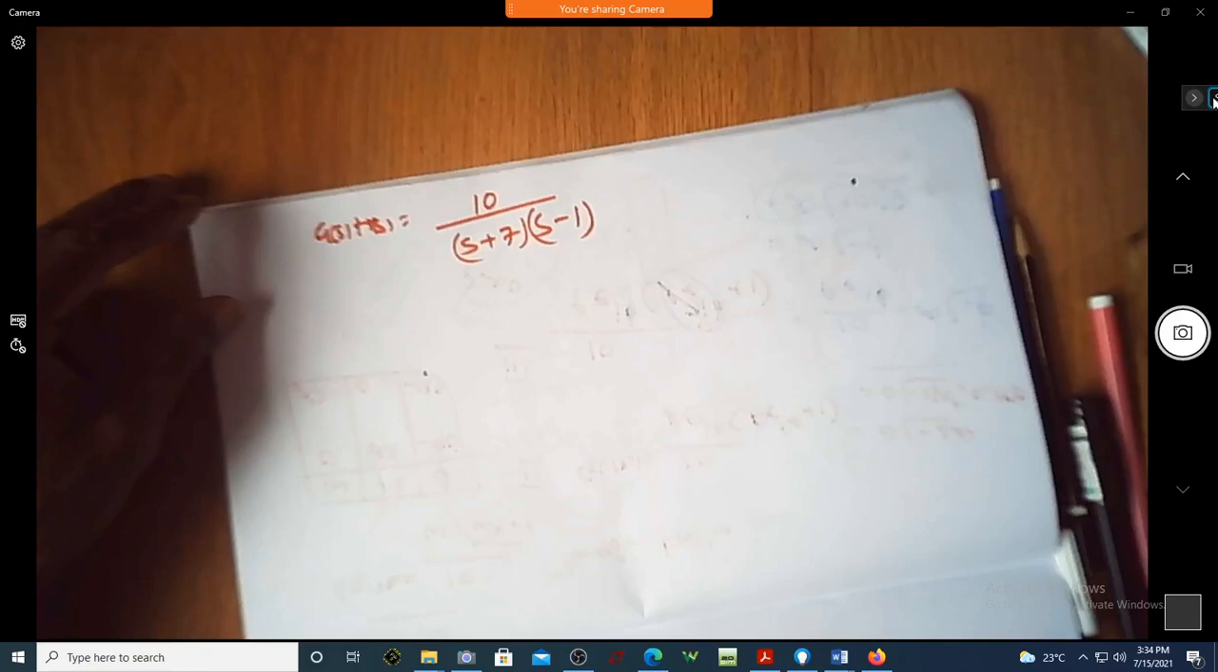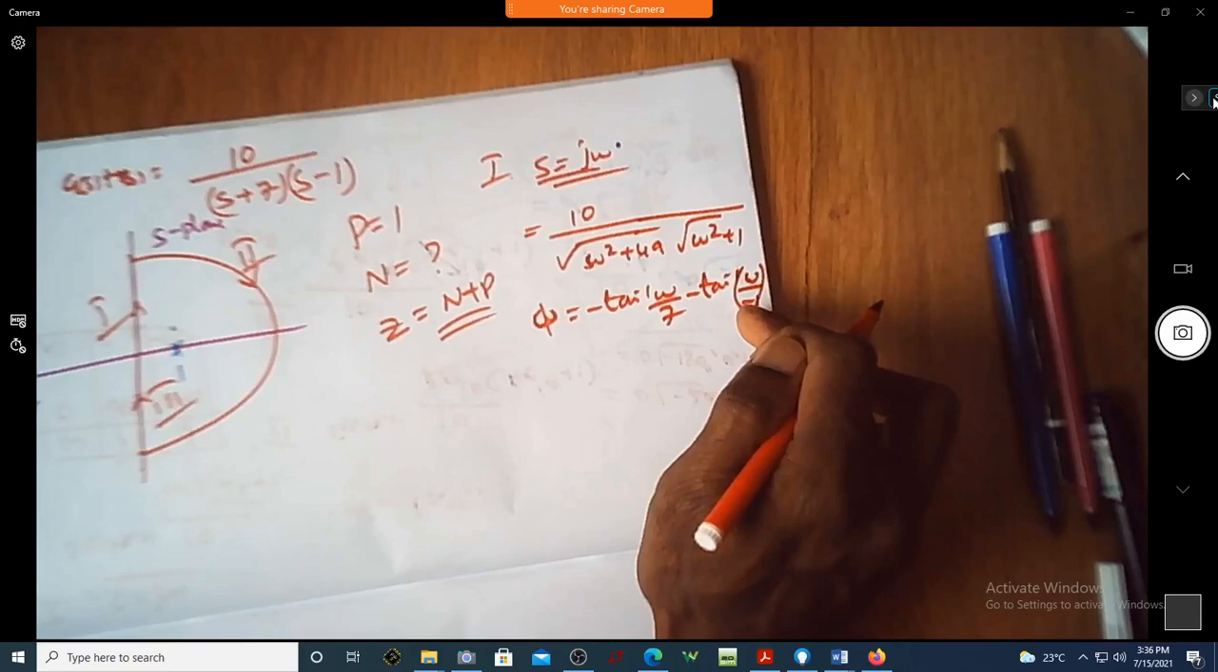Minus 1, yes, sir. Keep this in mind. This minus is on the real axis. Since it is real, as we earlier discussed, if the real term becomes negative, how do you find this angle? It is 180 minus this angle. Yes, sir, correct. So we have to do that correction here. It is minus tan inverse of omega by 7 minus of 180 minus tan inverse of omega by 1.